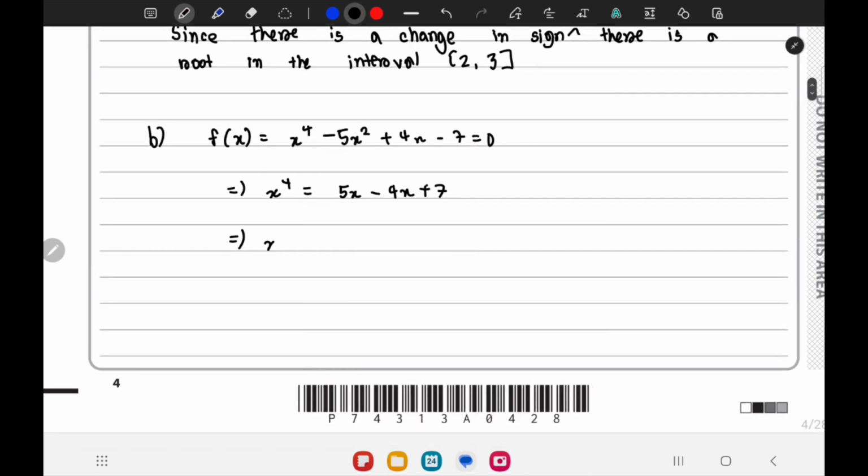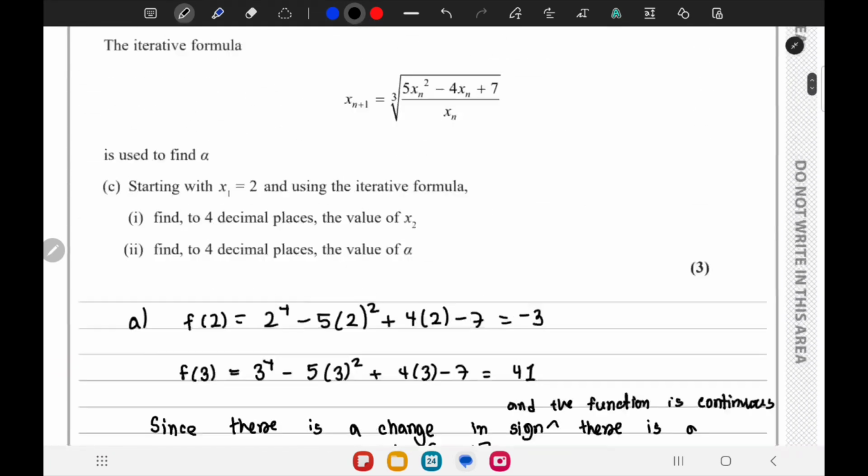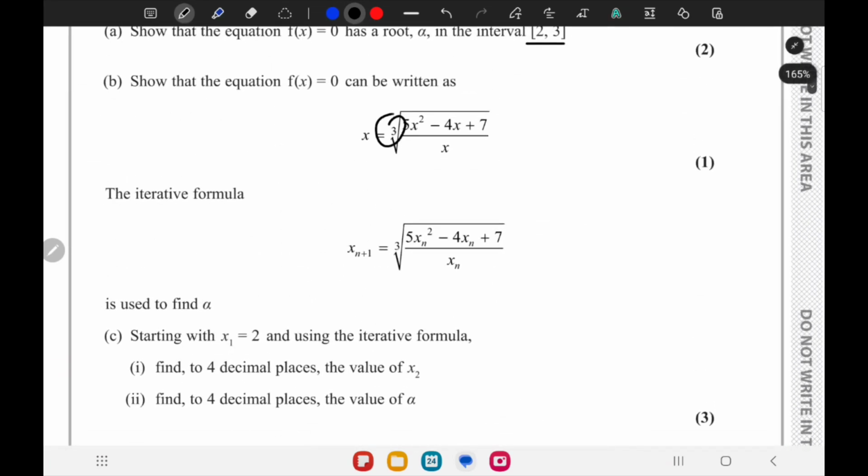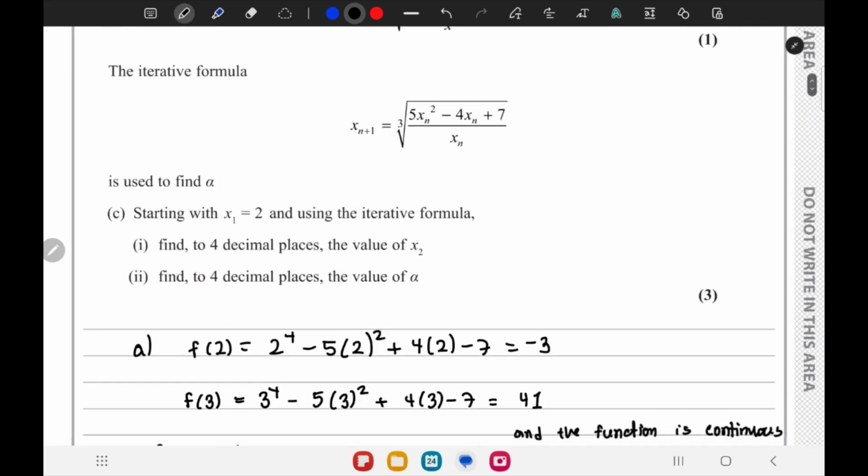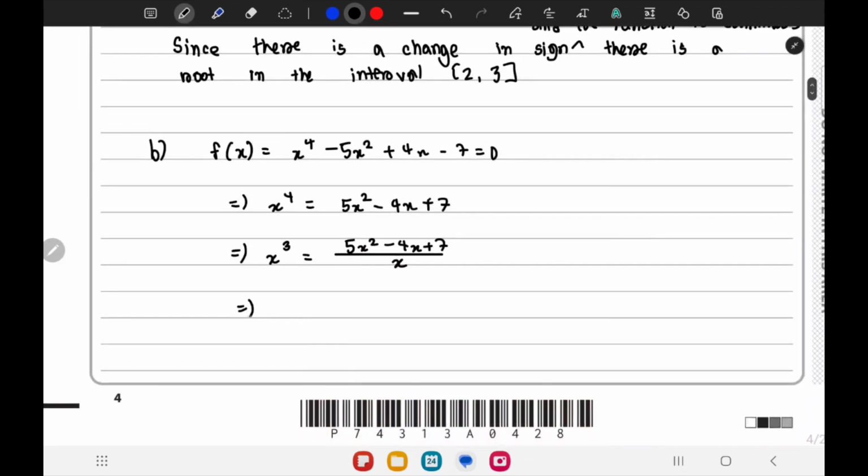Now we can divide both sides by x. So we'll get 5x square minus 4x plus 7 divided by x, and x cube on this side. We took x cube on this side because there's a cube root over here. So x is the cube root of 5x square minus 4x plus 7 by x.